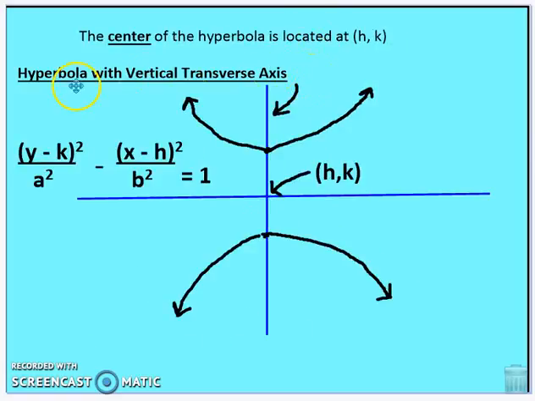Right, so you can also have a vertical transverse axis, and in this case, the a squared value is underneath the positive term, which is the y squared term. So h, k is still the same. It's still the center of the hyperbola. H is still associated with x. K is still associated with y. B is still b. A is still a. But the a squared value, relative to the ellipse, is no longer the largest value. It's the value in the denominator that's associated with the positive term.